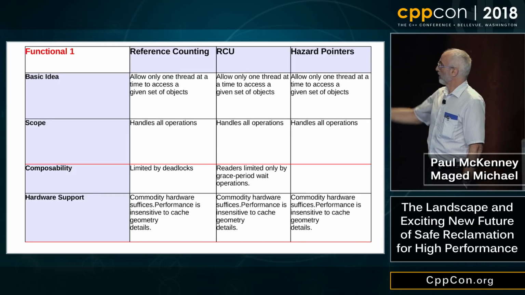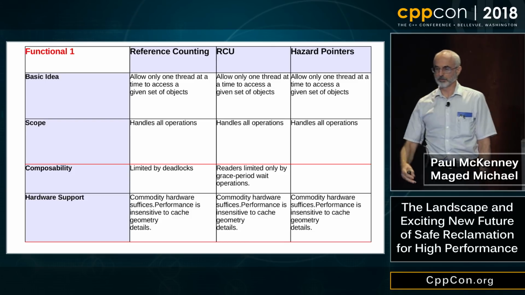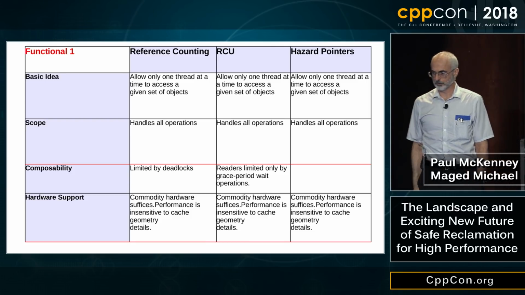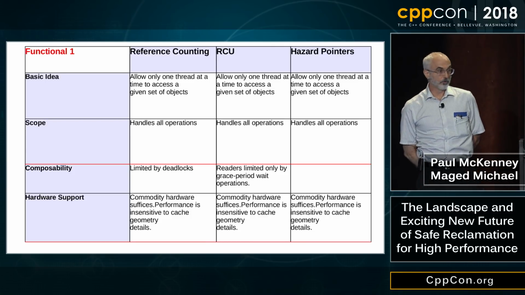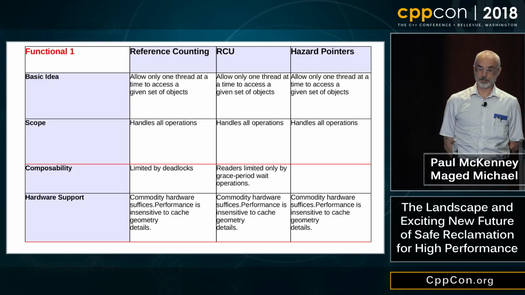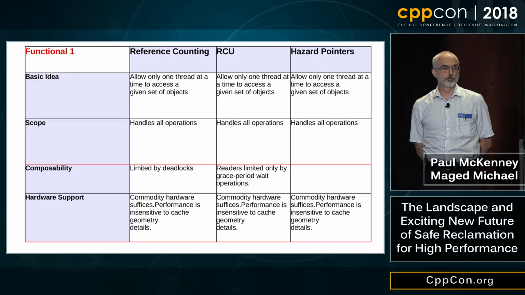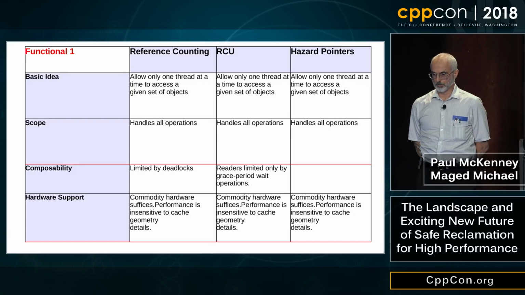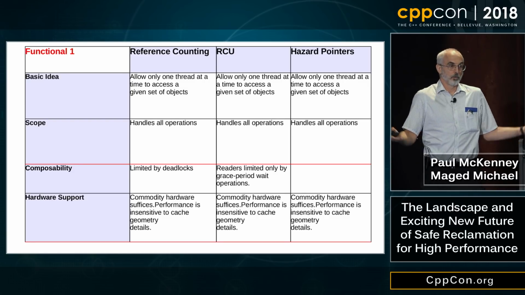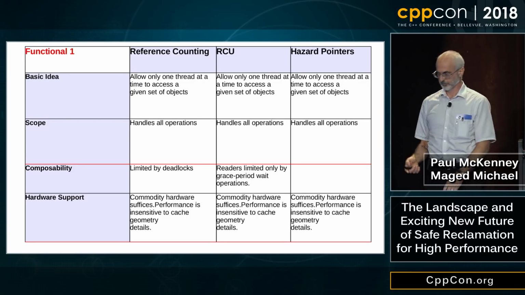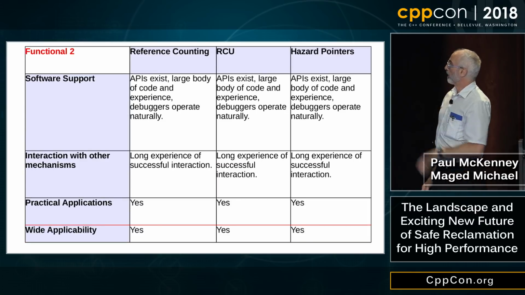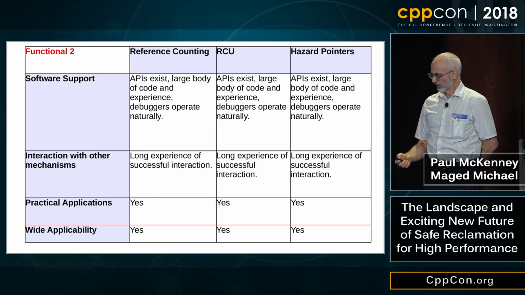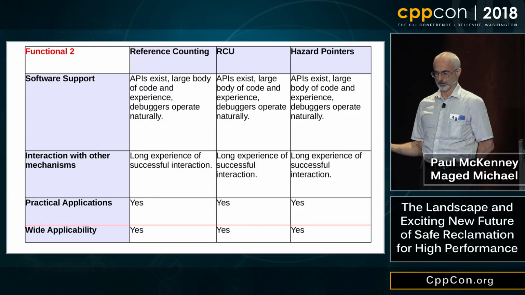Okay, well, there's a bunch of things they have in common. They've got a basic idea that's similar, as you can see. They have a scope that's rather similar, word for word identical, in fact. There's different degrees of composability. Current hardware supports them all, which is a nice thing. We have existing APIs, experience, and all that. So they're all the same so far, so what's the point, I guess?